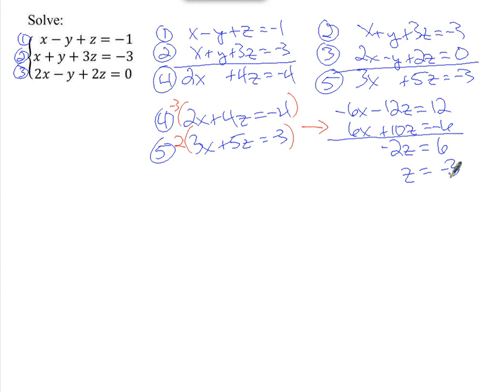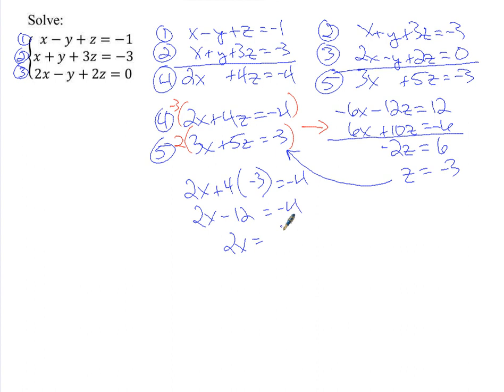So now that I know what z is, I can go back to one of my 2 originals over here from equation 4 and 5, and I can substitute z in and find out what x is. So pick one of the originals, either 4 or 5. Which one do you want to use? 4? Okay. So we plug in negative 3 into equation 4, and we have 2x plus 4 times negative 3 equals negative 4. So that's 2x minus 12 equals negative 4. We add 12 to both sides, and we get 2x equals positive 8. Divide both sides by 2, and we get x equals positive 4.